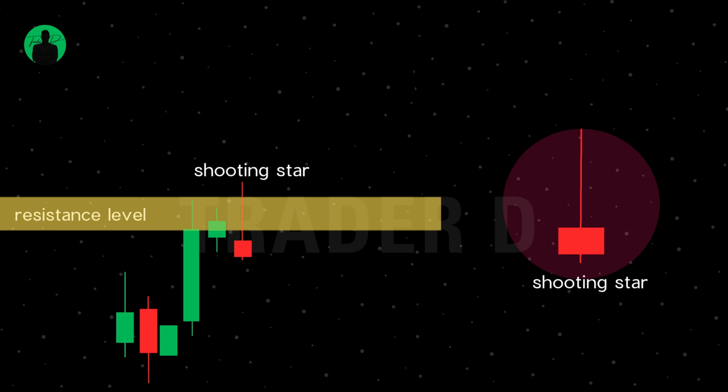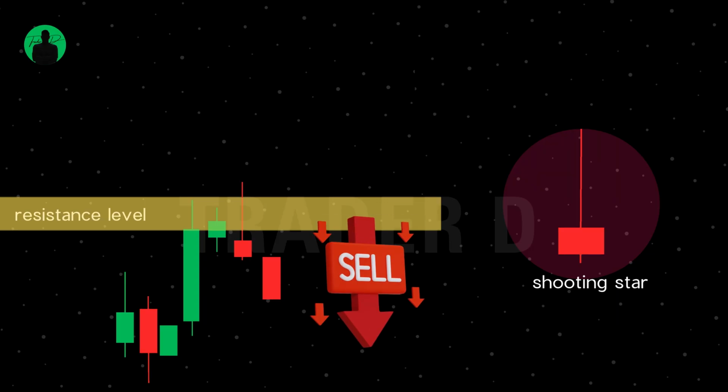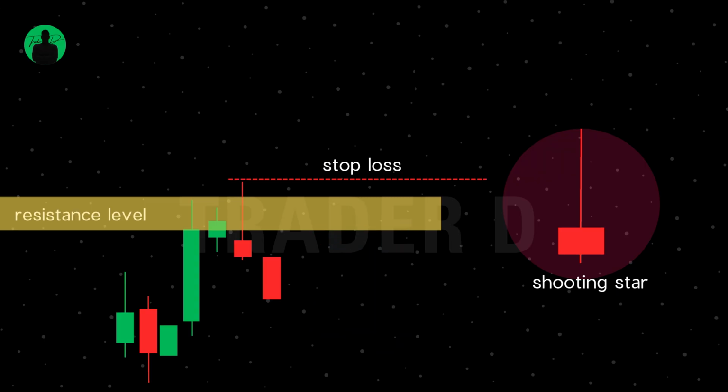After a shooting star forms, if a bearish candle appears and closes near or below 50% of the previous green candle, it signals a potential entry for a short trade. You can place your stop loss just above the shooting star's wick.